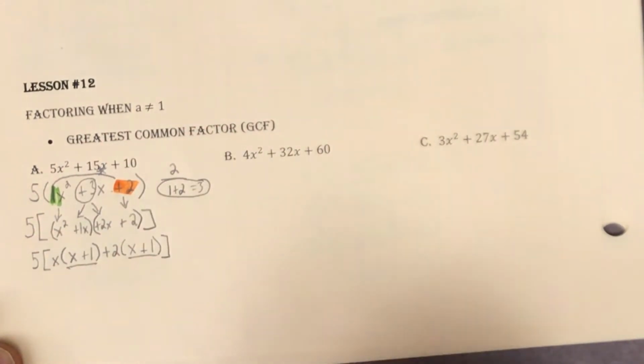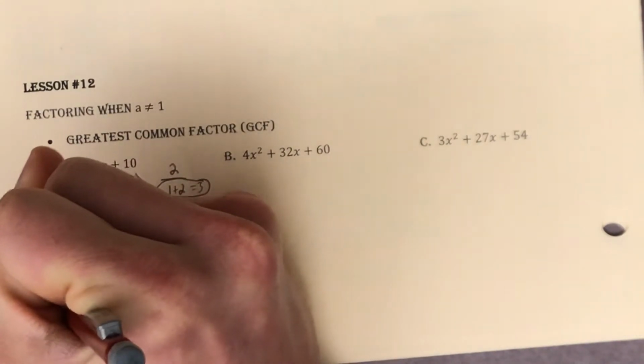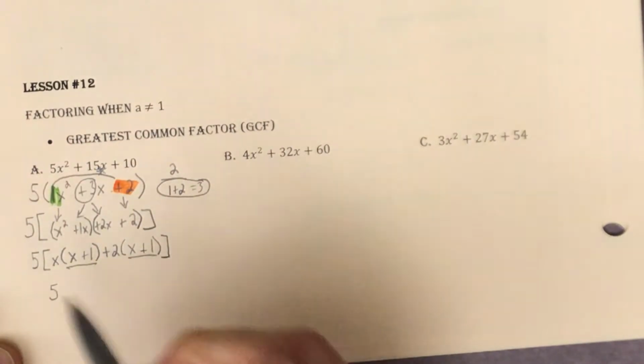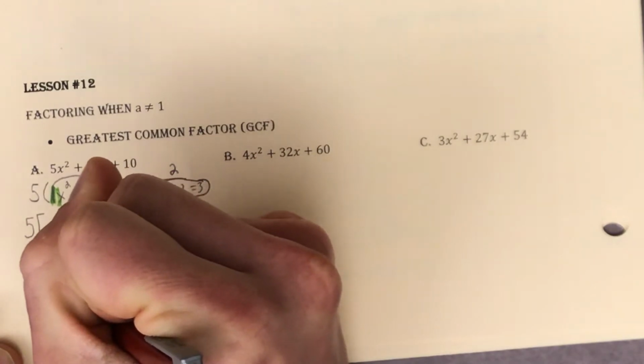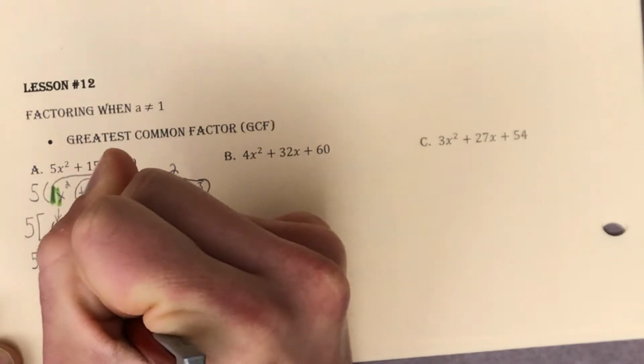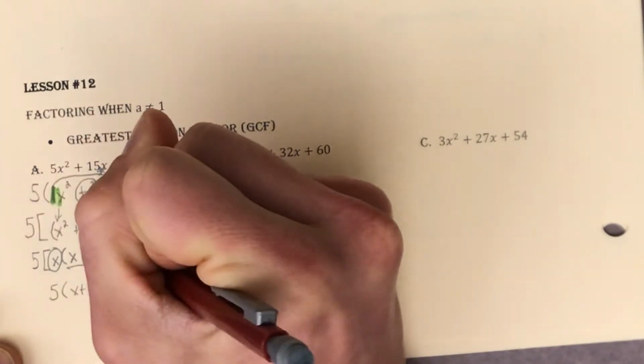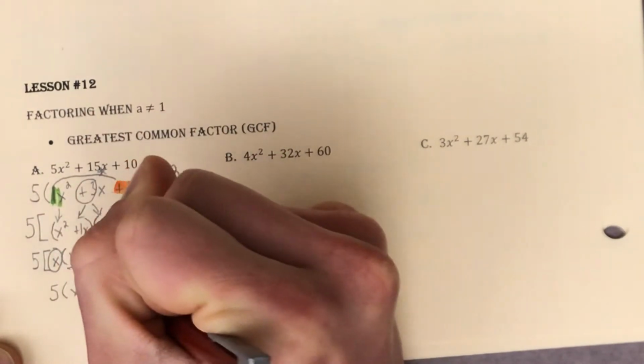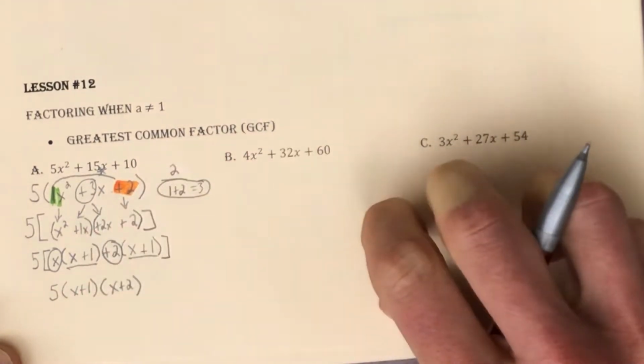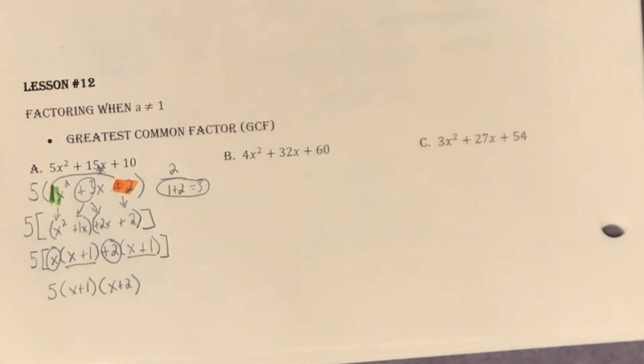So now when I write my final answer, I'm going to bring the 5 down, and I'm going to get rid of these brackets and go into parentheses. My first parenthesis is x plus 1. My second parenthesis is what's left out front, so x plus 2. And there is my final answer.